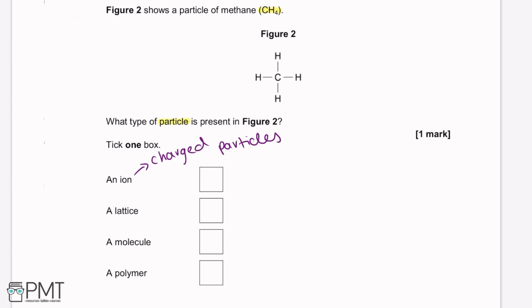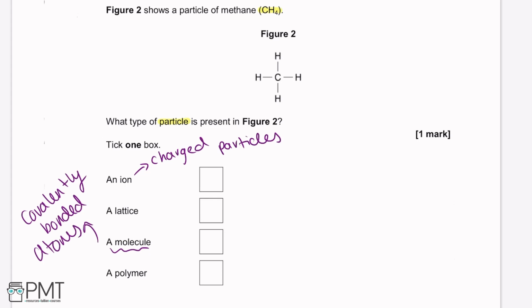Now, the next option is a lattice. And a lattice is actually what you could see in figure 1. A lattice is a row-like arrangement of alternating positive and negative ions. Okay, so it's not that. Now, a molecule is something which is made of covalently bonded atoms. Okay, and we'll discuss that in a minute.